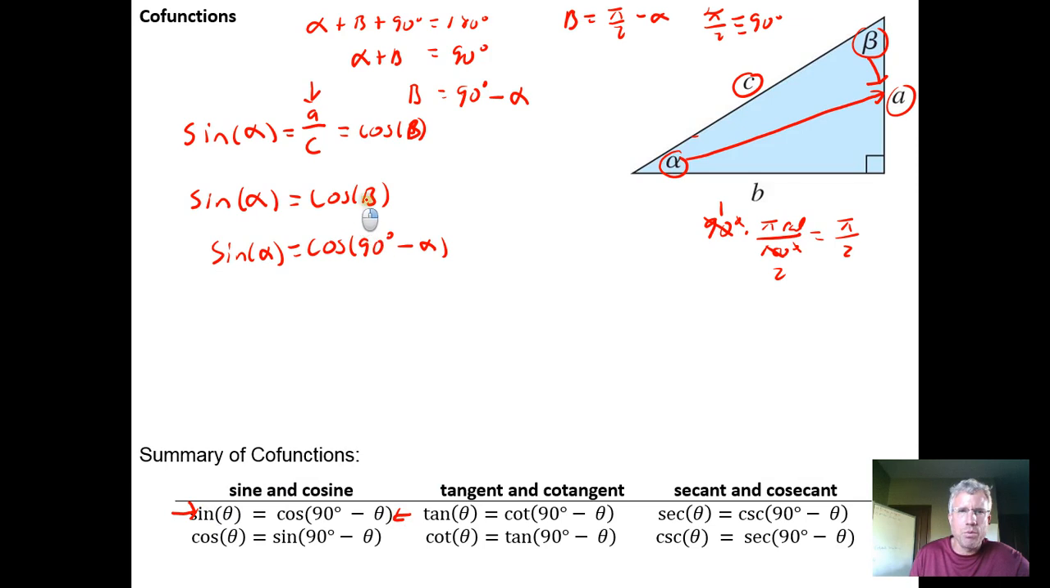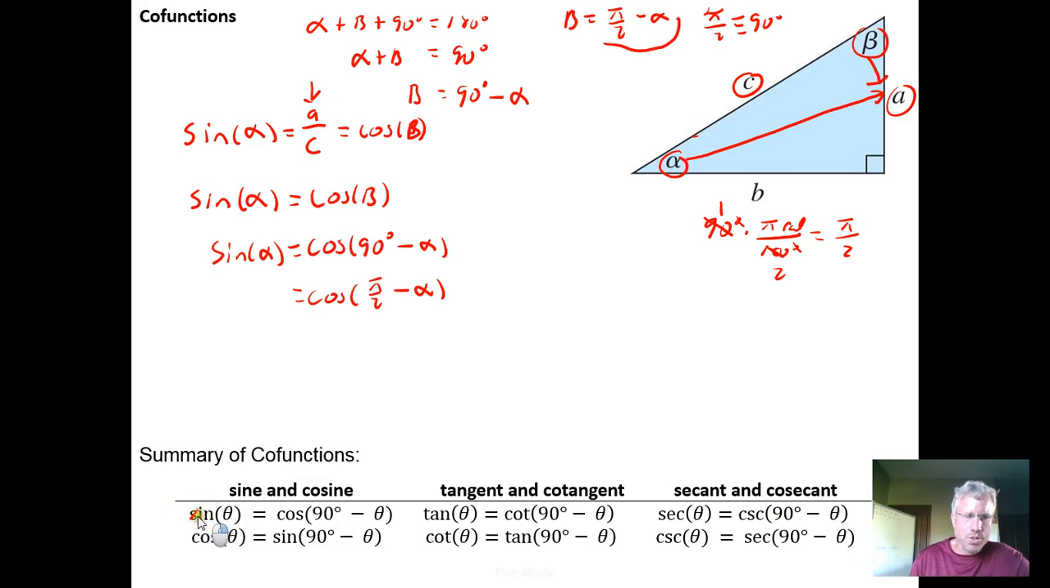If we were in radian world, we would get to this step, and instead of replacing beta with 90 degrees minus alpha, we would replace beta with pi over 2 radians minus alpha. So every result that I see down here, instead of 90 degrees minus alpha, if I were in radian world, it would be pi over 2 radians minus alpha.